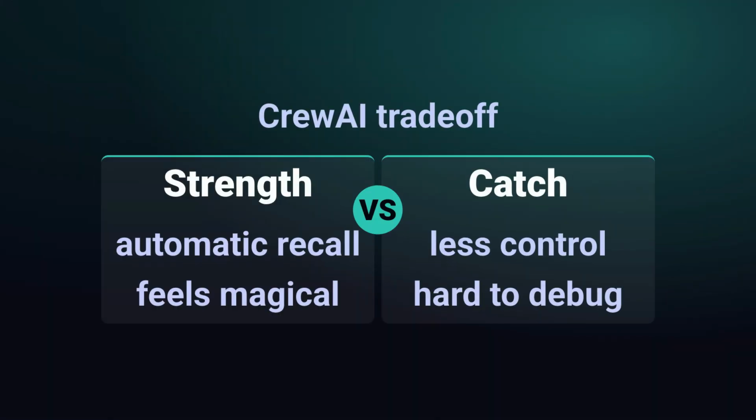When you enable memory, CrewAI uses embeddings and a local storage layer to let agents recall relevant context from previous tasks, which means a researcher agent can remember what it found yesterday and a writer agent can build on it. It feels almost magical for multi-agent workflows, but the trade-off is control. You have less visibility into exactly what's being stored and retrieved, and when something goes wrong, debugging that opaque memory layer is harder than inspecting a LangChain vector store you built yourself.